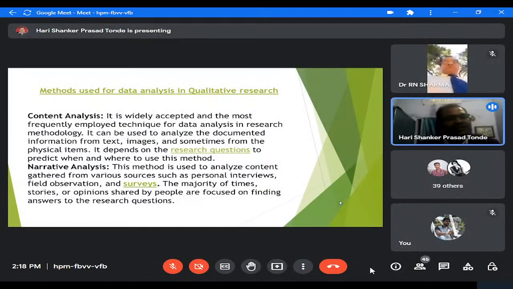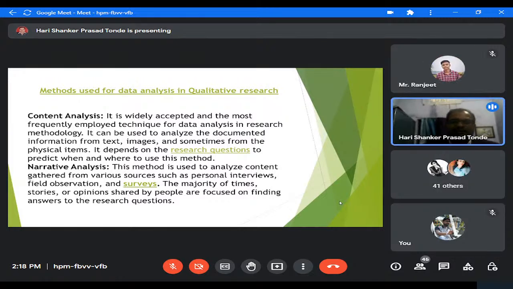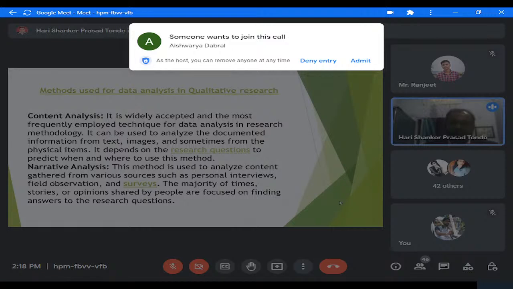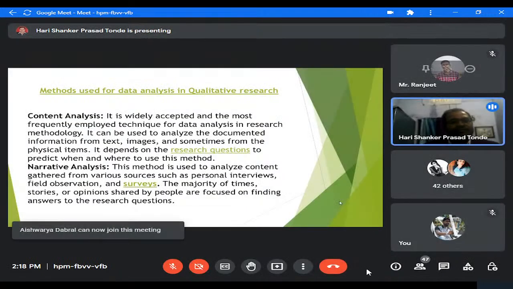Second one is the narrative analysis. This narrative analysis is very important. Why? Because this method is used to analyze content gathered from various sources such as personal interviews, field observations, and surveys. The majority of times, stories or opinions shared by people are focused on finding answers to the research questions.